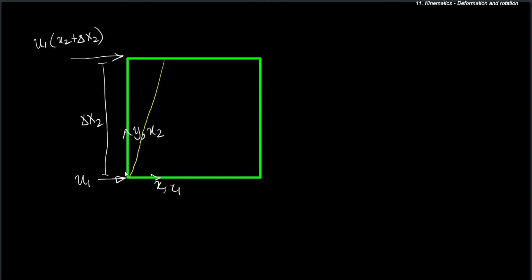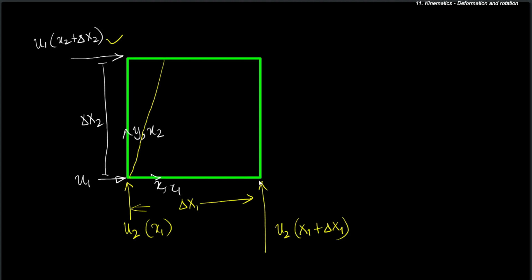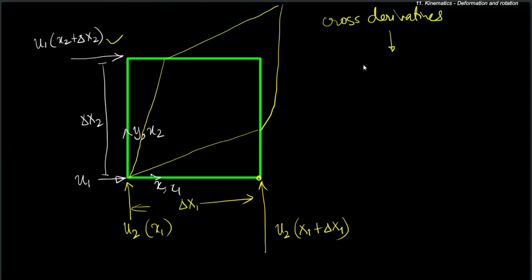If we consider the relative velocity of this point with respect to this, then it will have some kind of deformation. Similarly, if the velocity over here is u2 at x1, and the velocity over here is u2 at x1 plus delta x1, where delta x1 is this distance, it will lead to a relative movement of this point in this direction relative to this. So it will lead to something like this. So it leads to the deformation of an element. So the cross derivatives give rise to deformation of elements.